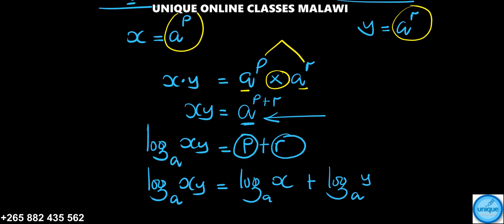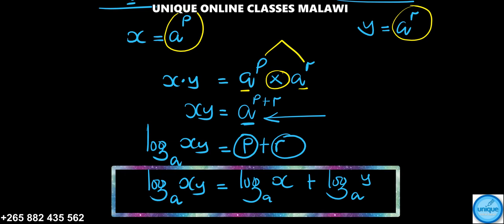When we are given logs to multiply, we can just add them. That's what we do. Let's have an example on this.